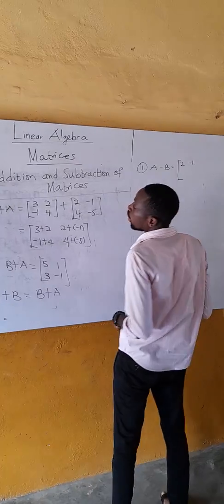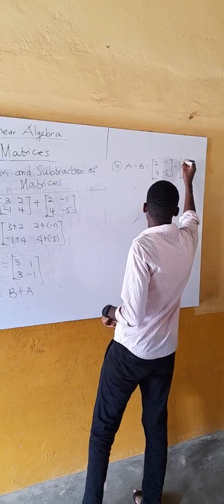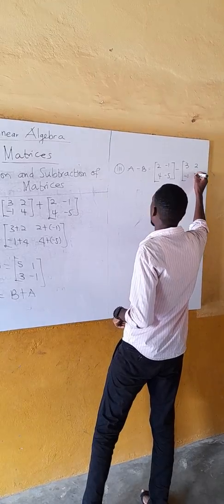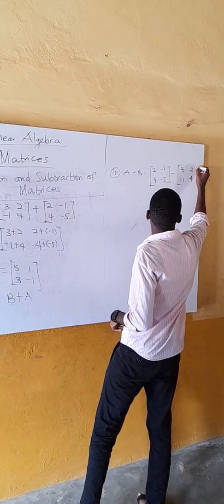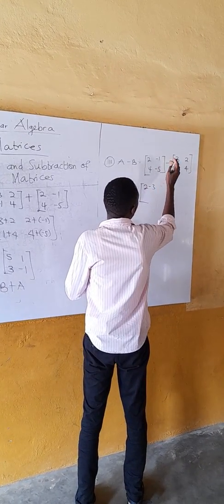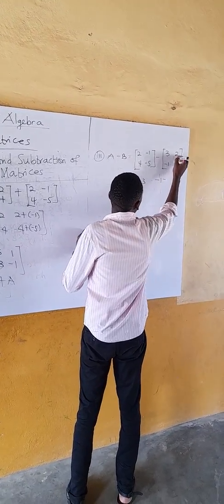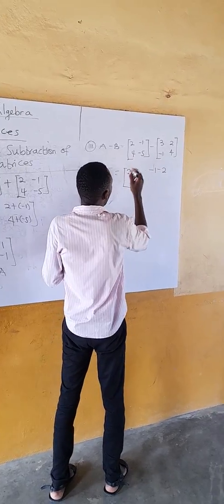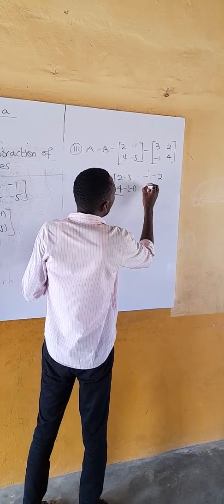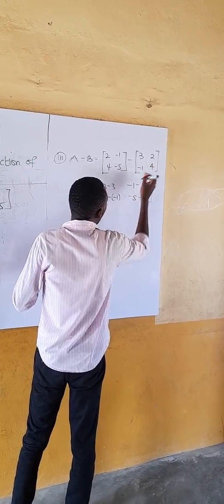Is 2 minus 1, 4, negative 5, minus this time around, minus 3, 2, minus 1, 4. So we subtract 2 minus 3, this 2 minus this 3, then minus 1 minus 2, then we have 4 minus negative 1, then negative 5 minus 4.